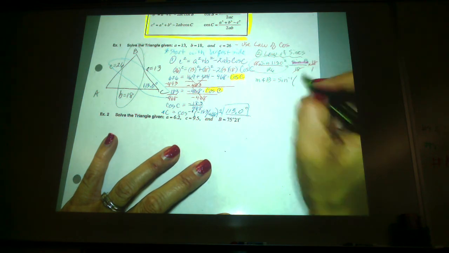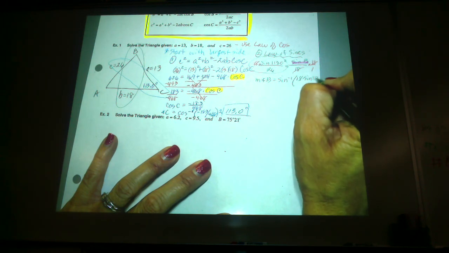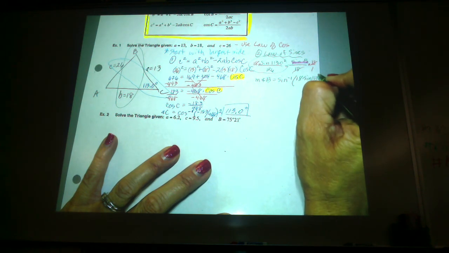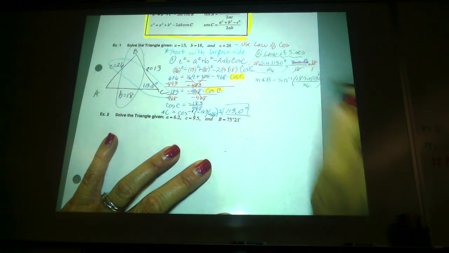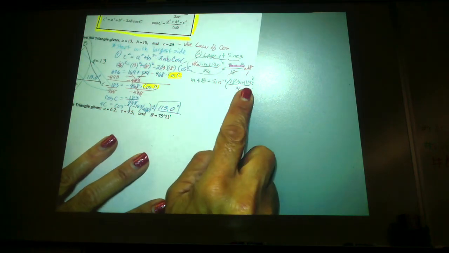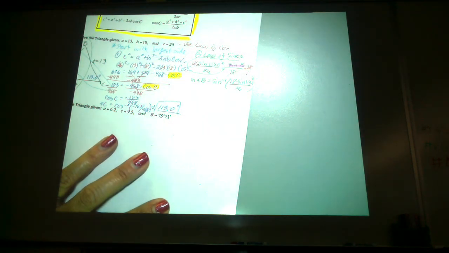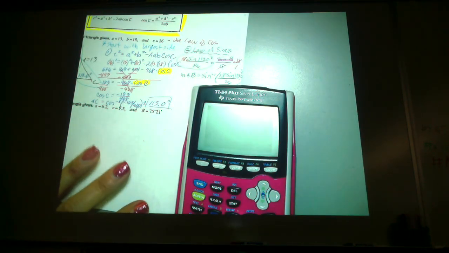Right? And that's what I'm going to throw on my calculator. 18 times the sine of 113 degrees, divided by 26. You have to be careful in your calculator that you close the parentheses for that 113 degrees. Otherwise, it's not going to calculate it correctly.